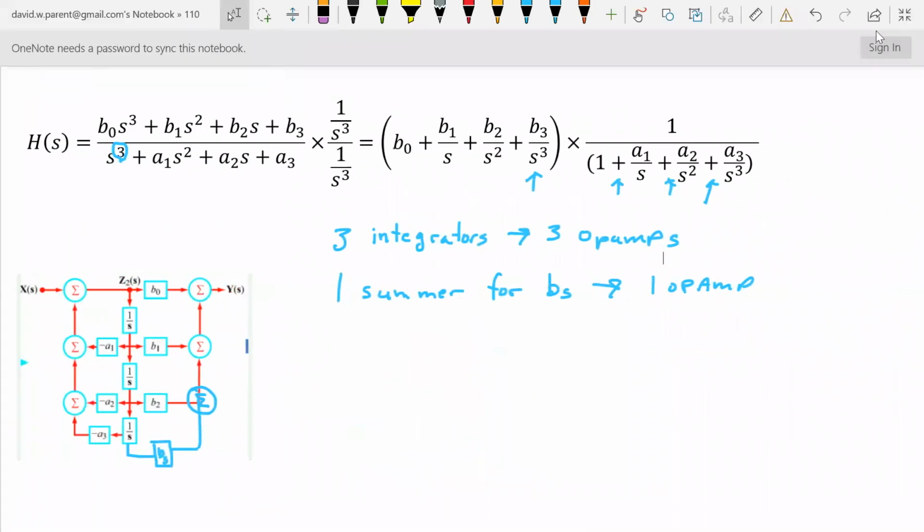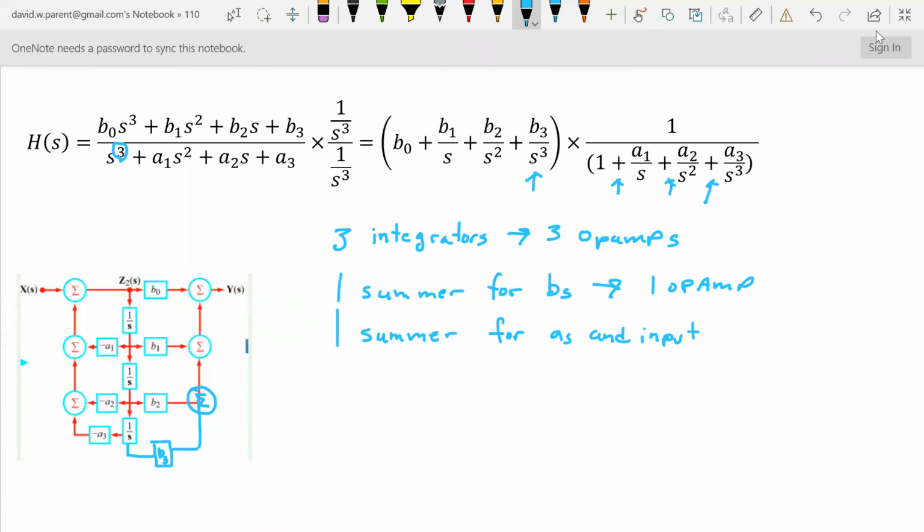Sorry about that. Now, over here where we have the input, we'll always need a summer here because there will always be some negative feedback. So we have 1 summer, this signal's being summed, this signal's being summed, and so is this signal, but we can do all of that with 1 summer. So 1 summer for A's and input.